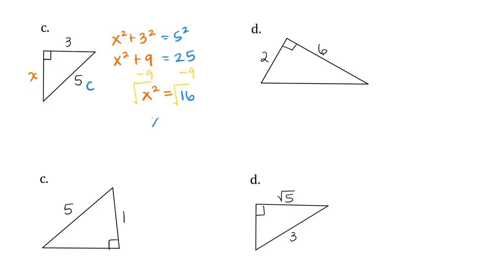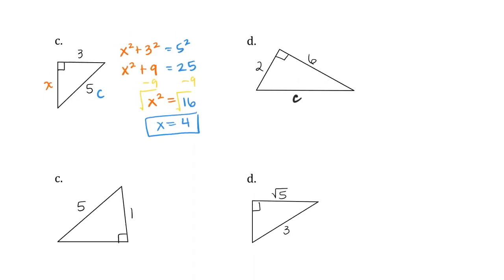Okay, x equals the square root of 16, which is 4. It should be plus or minus 4, but again, under a triangle, it's going to be the positive value. Okay, let's look at D. Right angle, C is across from the right angle, so we're trying to find C. You don't have to name it C, but just know that that's side C.